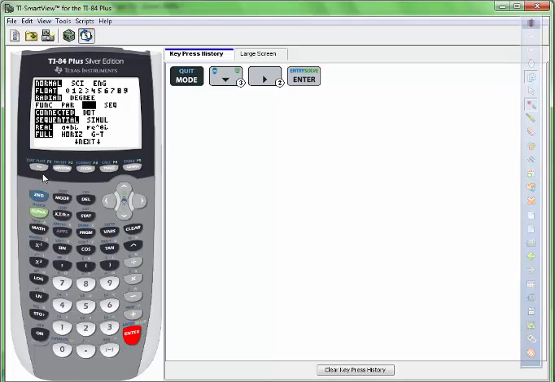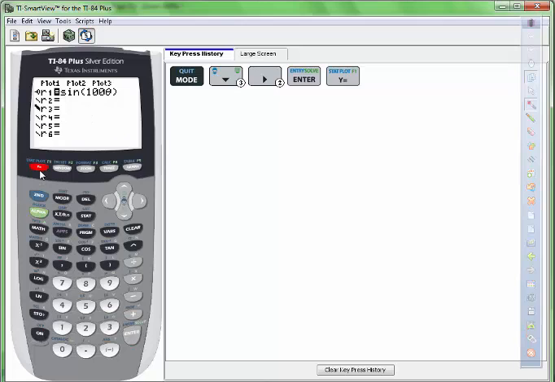And then press y equals. What do you notice? It's r now. There's no xt anymore. Instead of x1t, y1t, it now says r1, r2, r3. Not only that, but if you press that button that says xt, it's going to automatically give you the appropriate variable that the calculator is looking for, which in this case is theta. Okay, so I just punched theta.